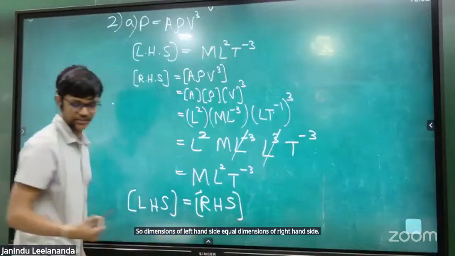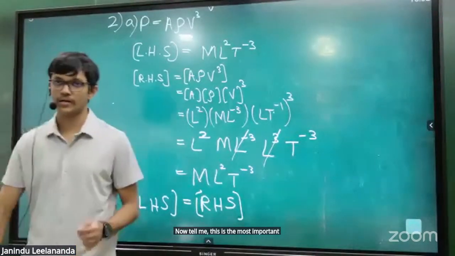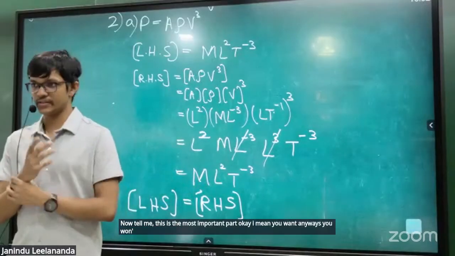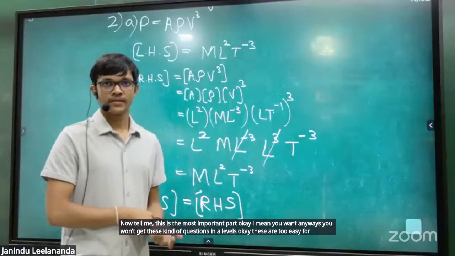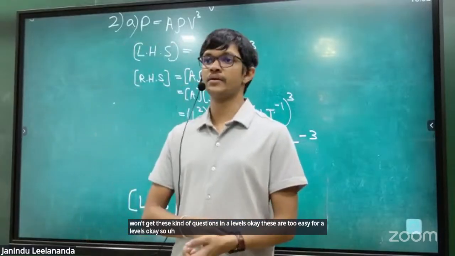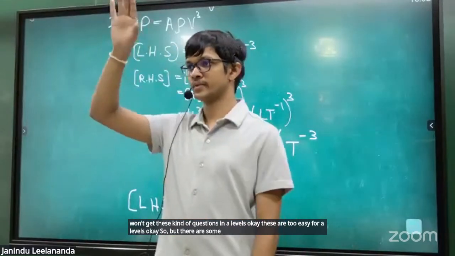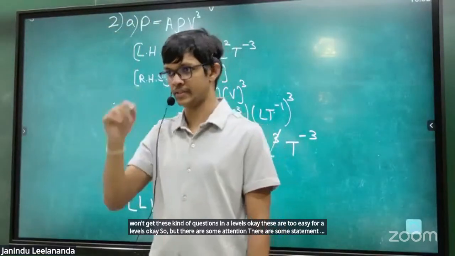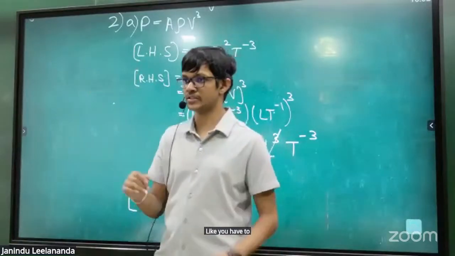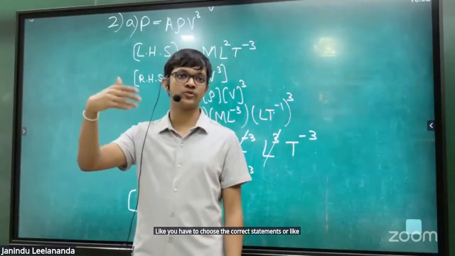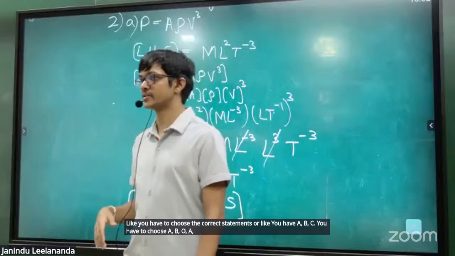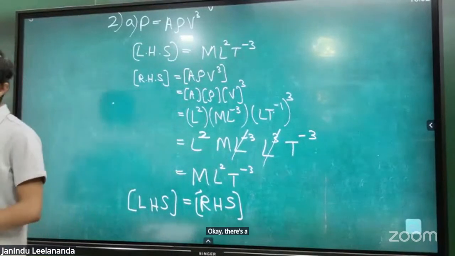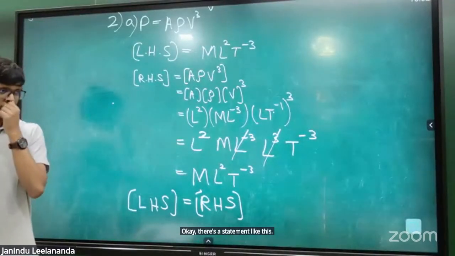Now tell me, this is the most important part, okay? I mean, you won't get these kinds of questions in A levels, okay? These are too easy for A levels. But there are some statement MCQ questions in A levels, like you have to choose the correct statements, or you have A, B, C and you have to choose AB or AC. If there's a statement like this, these are the things that you have to be really careful about.